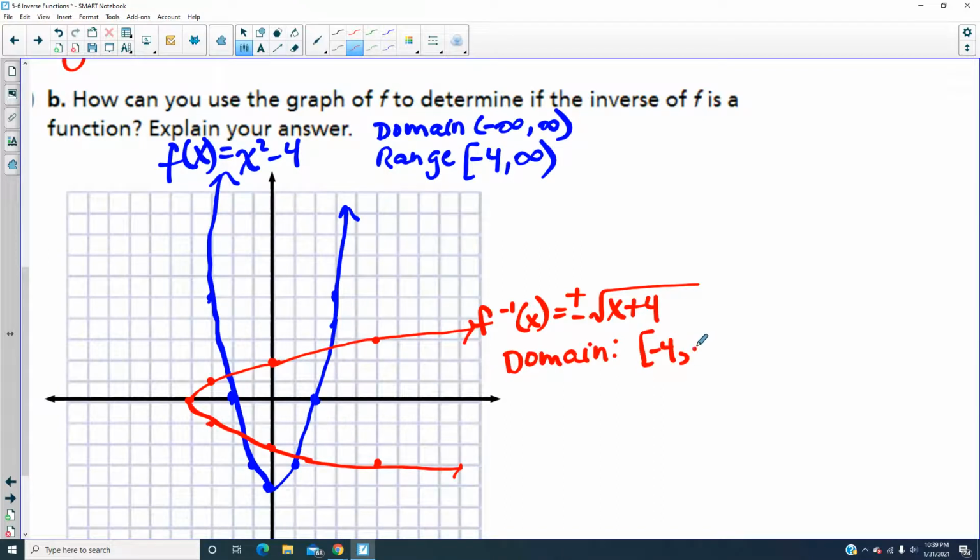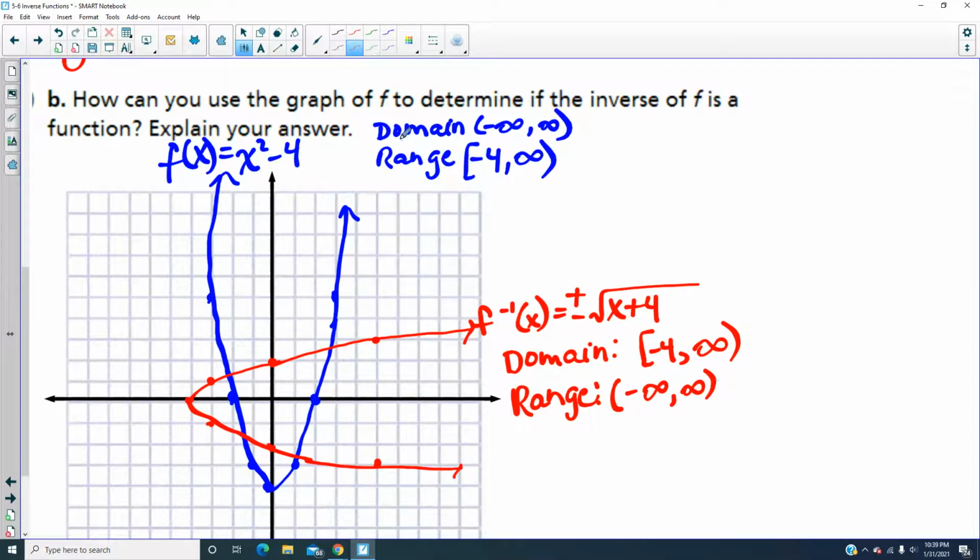And then for ever and ever to the right would be to infinity. And then the range, let's see, low up to high, it looks like it's going forever and ever in both directions, bottom and top. So range would be negative infinity to infinity.